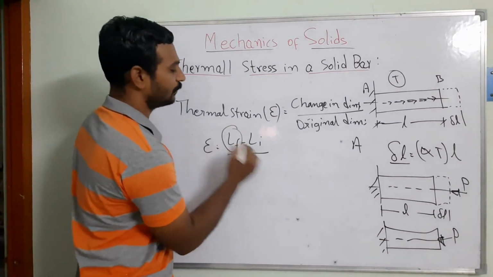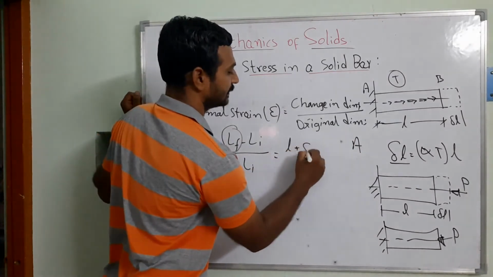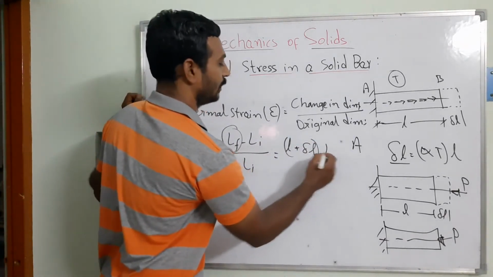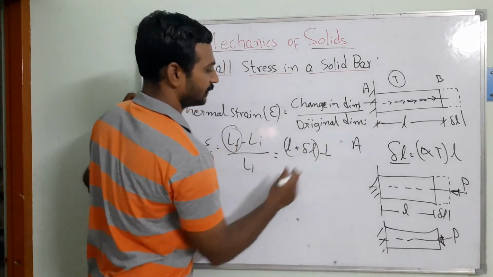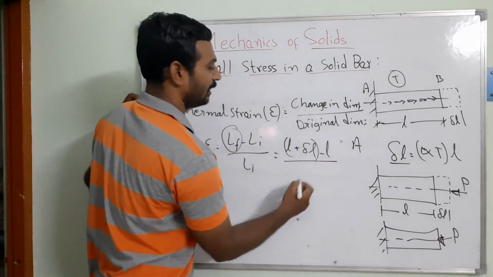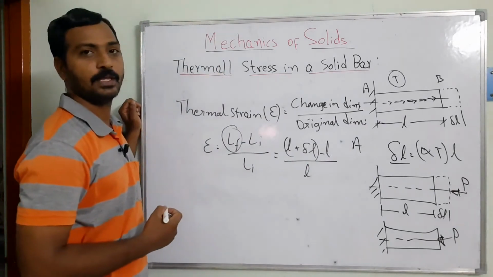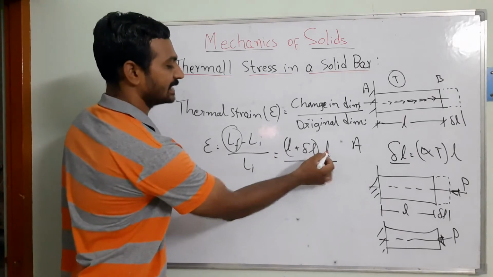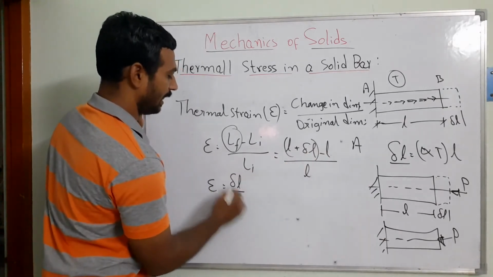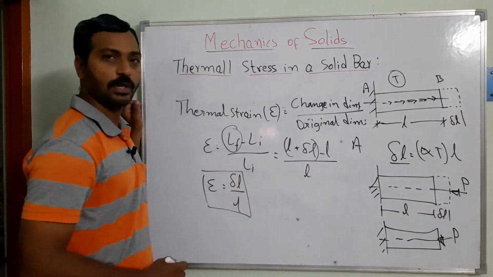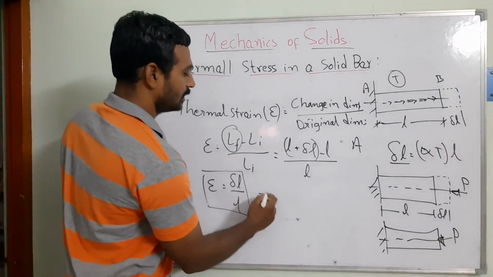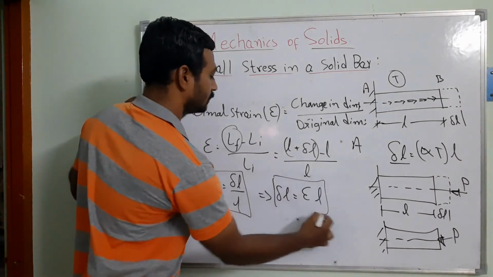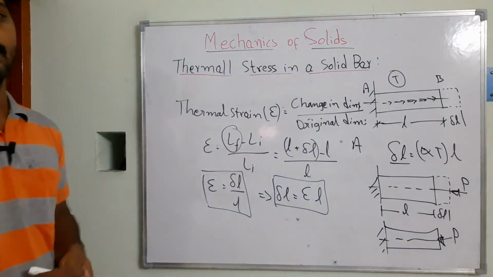So what is the final length we have? That is L plus del L, the final length of the system, minus L, the initial length of the system, divided by the initial length. So from this, L is going to be cancelled, then finally we have epsilon equal to del L by L. So this is the strain we are going to calculate. The del L also we can calculate from epsilon L. So this is the way we calculate del L.